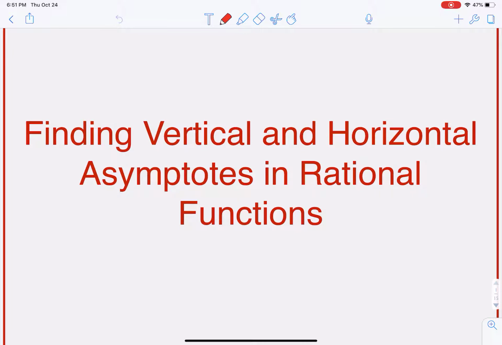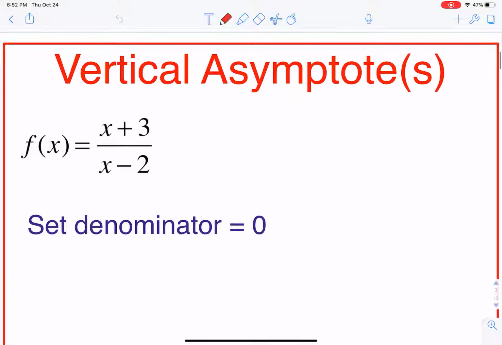Hi guys, so we are really diving into our graphing of rational functions, and so I decided to break up the pieces into a few different lessons for you. So if you are in Canvas, you'll find that this is the first chunk of the lesson for graphing, and we're talking about finding vertical and horizontal asymptotes in rational functions.